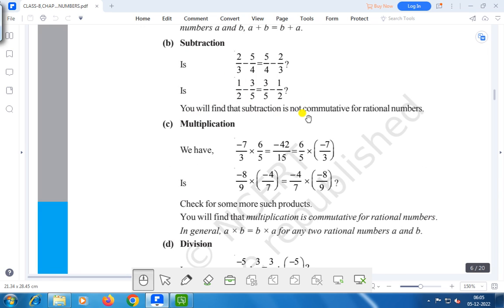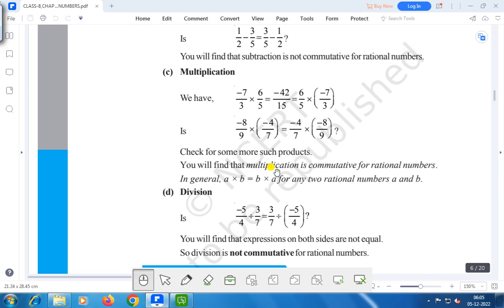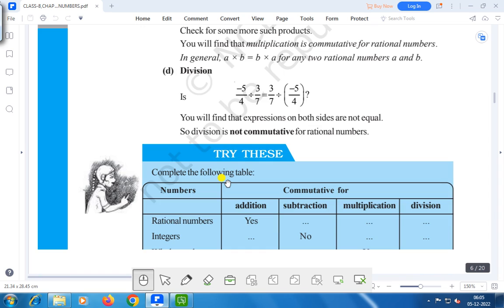Subtraction: we will find that subtraction is not commutative for rational numbers. Multiplication: you will find that multiplication is commutative for rational numbers. In general, a into b is equal to b into a for any two rational numbers. Division: you see minus 5 by 4 divided by 3 by 7, and 3 by 7 divided by minus 5 by 4. You'll find that the expressions on both sides are not equal, right? So division is not commutative for rational numbers.